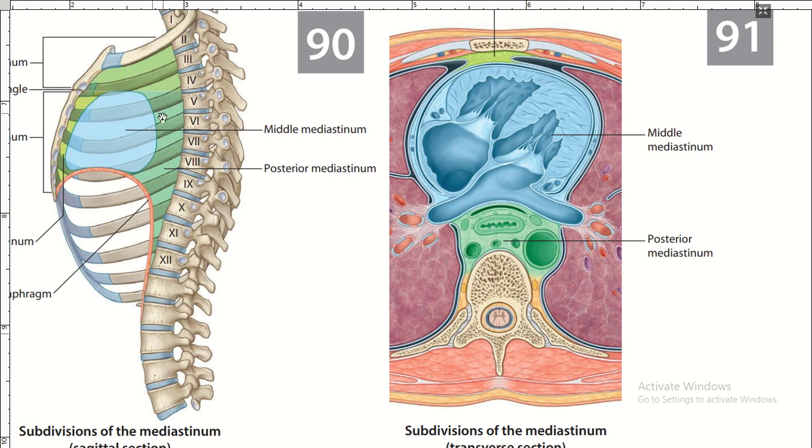So your posterior mediastinum, what are you going to have? You can use the mnemonic called DETS.